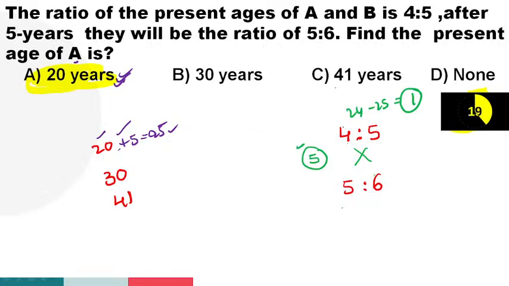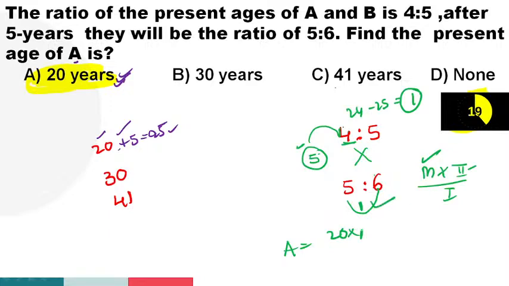Second step, check the second ratio difference. Second ratio is 5 is to 6. So difference is how much? 1. That is the second step. Coming to the third step, multiply step 2 difference by step 1 difference. We have to find out the percentage of A. Present A is 4 parts. After how many years? 5 years. 5 4s are 20. 1 by 1 is 1. Then the answer is 20. That's why option 1 is the right answer, guys.